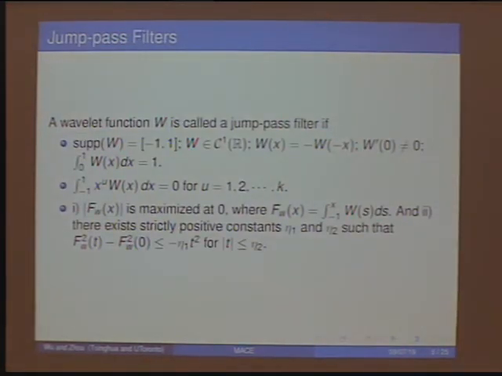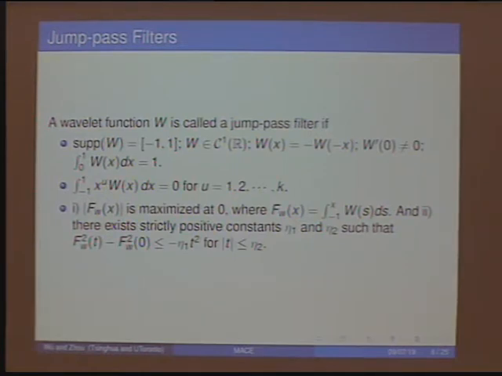The most important ingredient of this change point detection technique is something I call a jump path filter. So what is the jump path filter? It is a wavelet function, supported on [-1, 1], and it's an anti-symmetric function. The integral of the wavelet function W(x) times x to the power u is 0 for u from 1 to k. If you're familiar with wavelet theory, this means that the wavelet is of order k.